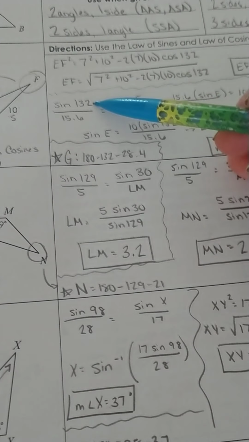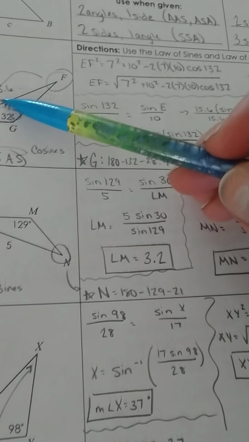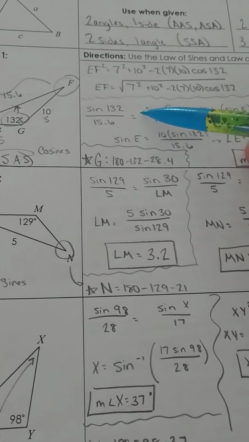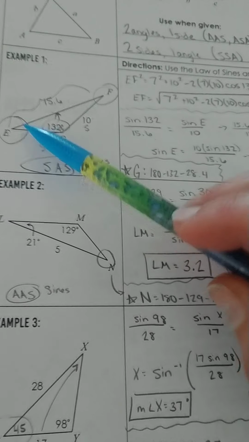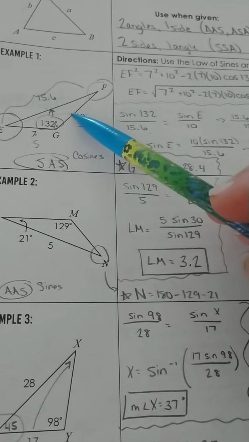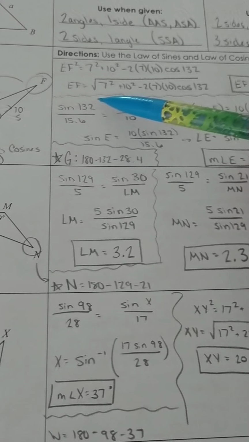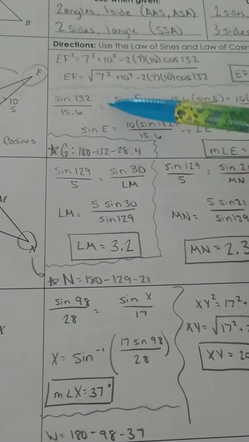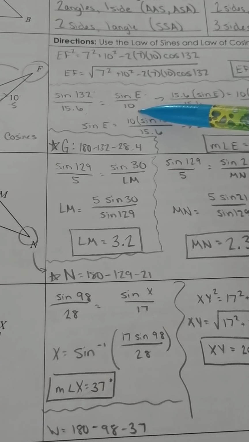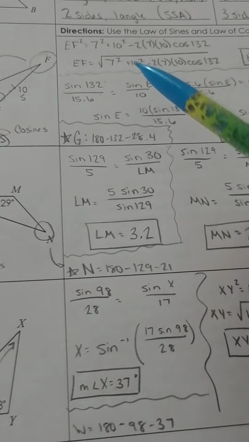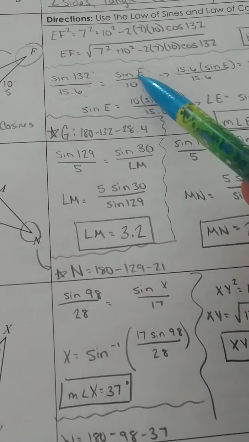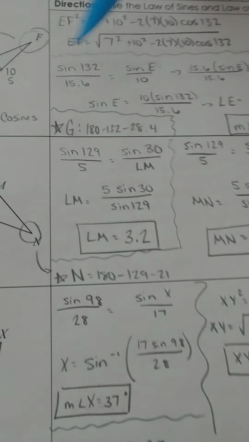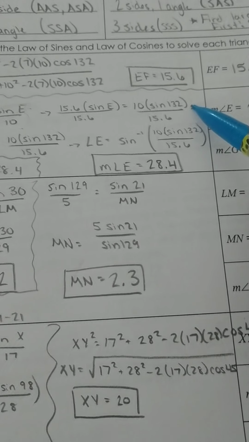So sine of our given angle over the matching side, 132 over 15.6, equals sine of the angle you're trying to find, so in this case, E, over the side opposite E, which was 10. So again, that was sine of 132 over 15.6 equals the sine of angle E over 10. From here, we cross multiply. So 15.6 times the sine of E has to equal 10 times the sine of 132. And that's written out right here for you.